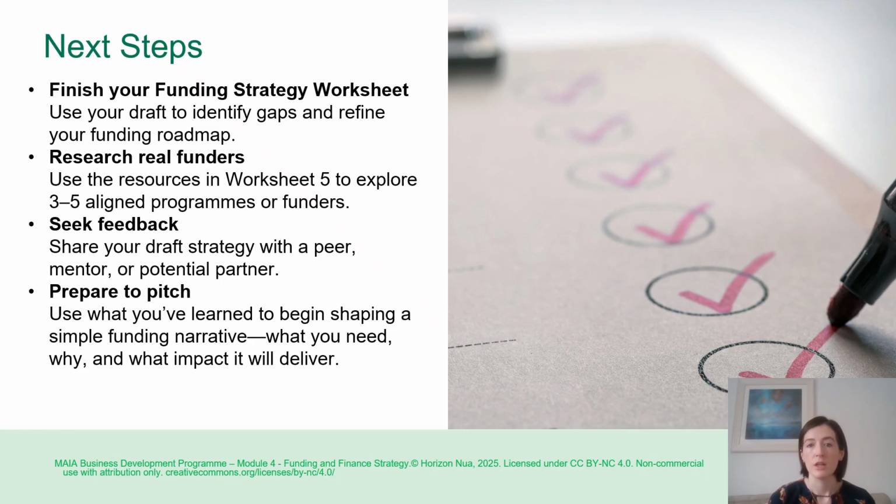Then seek feedback. Share your draft with a peer, mentor, or support organization. Getting an outside perspective can help you refine your messaging and identify any gaps you might have missed. If you're preparing for a funding application or conversation with an investor, use what you've developed here to start shaping a simple, focused funding narrative. What you need, why you need it, and the impact it will enable. Remember, your funding strategy isn't static. As your innovation evolves, your needs and options will shift too. But this worksheet gives you a strong foundation and a clear next step.